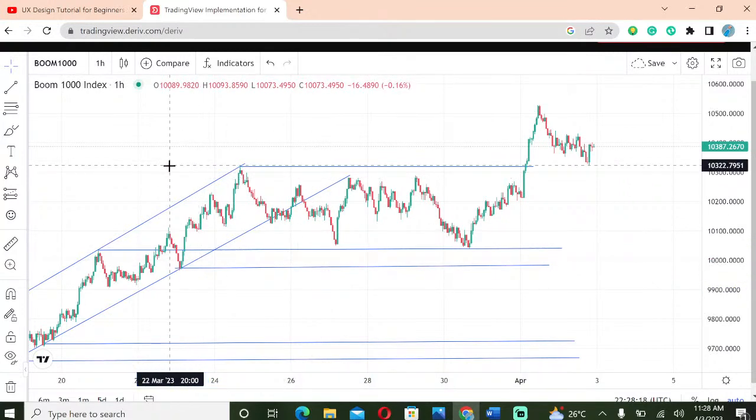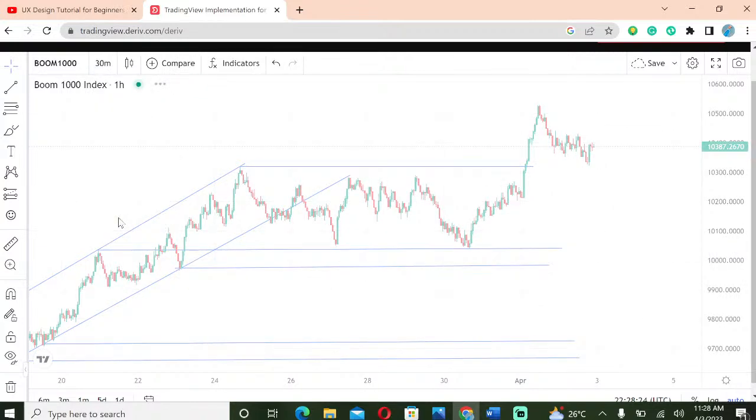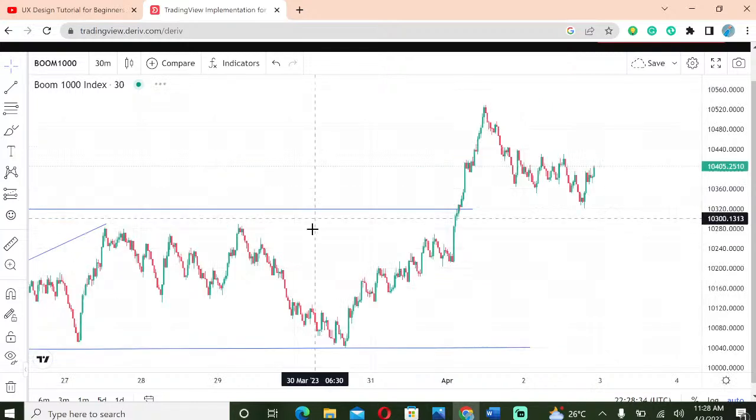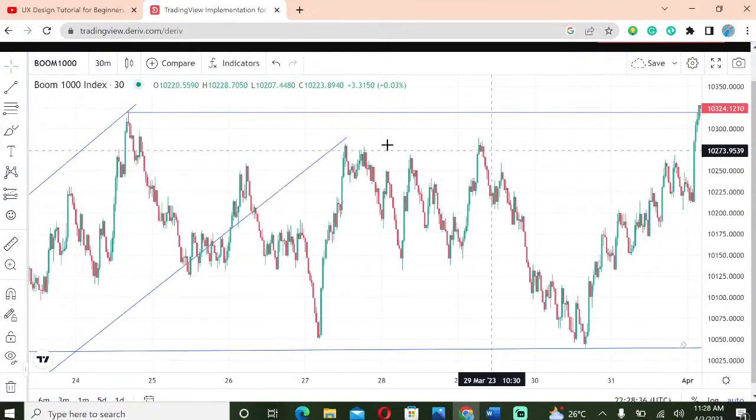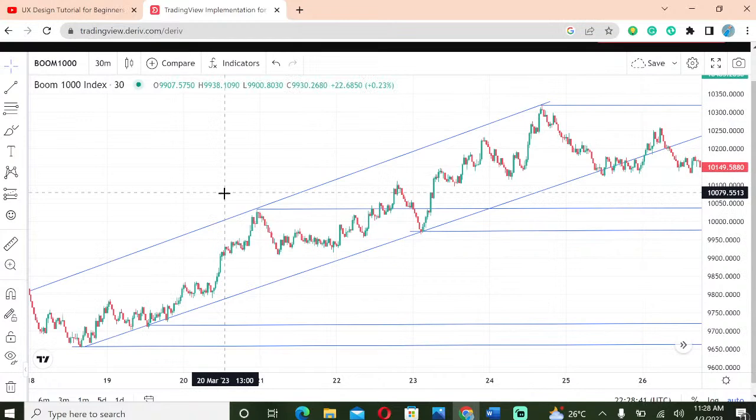Then we move to our lower time frame, which is the 30 minute time frame. So we move to the 30-minute time frame to check what we have there and how we can achieve our charts. Sorry for the network. You see now we have the clear charts on the 30-minute time frame.